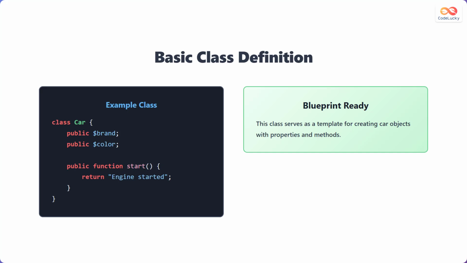Here is an example of a basic class definition in PHP. We start with the keyword class, followed by the name of the class, in this case Car. Inside the class, we define properties like brand and color, using the public keyword. Also, a method named start is defined. This class serves as a template for creating Car objects, defining what properties and methods each Car object will have.